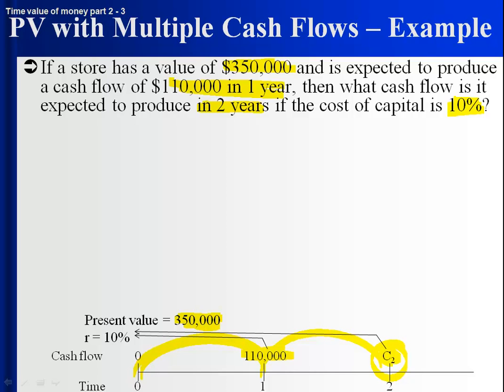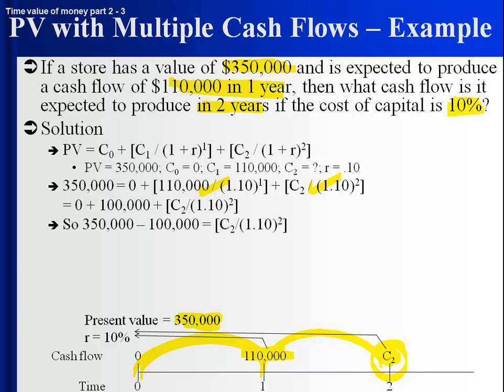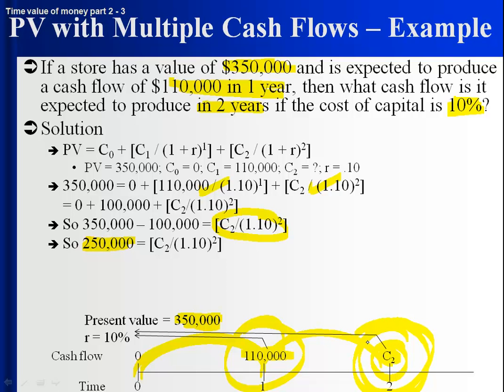So it's just a matter of setting it up and then doing some basic algebra. Again, the reason our store is worth 350 is because in 1 year we expect 110, and that has a present value. In 2 years we expect this mystery cash flow, and that has a present value. The present value of 110 in a year is 100, which means that the present value of the mystery cash flow is equal to 250. This plus this, the present value of those two, equal 350. Well, if this is 100, then this must be 250.